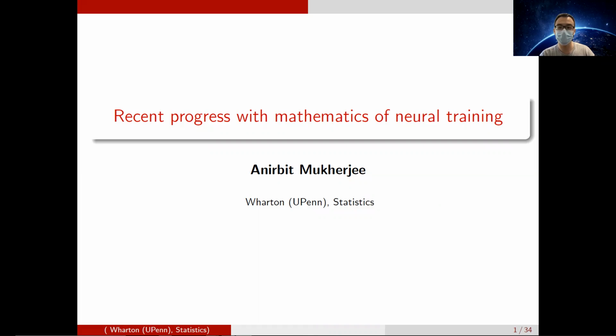So the first speaker will be Dr. Anirbit Mukherjee. He obtained his PhD in applied mathematics at the Johns Hopkins University, advised by Professor Amitabh Basu. He is now a postdoc at UPenn, working with Professor Weijie Su. He specializes in deep learning theory and has been awarded 2 fellowships from JHU for his research.